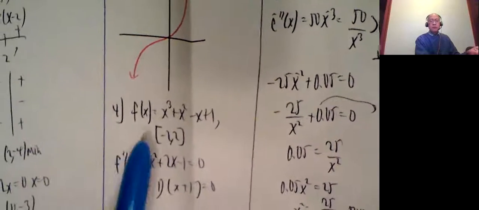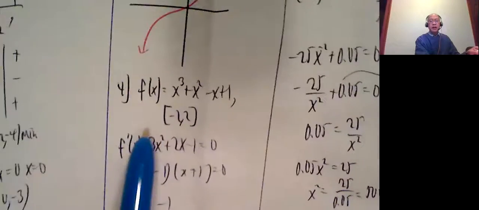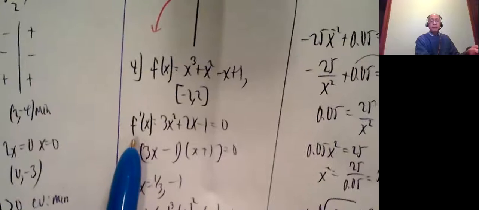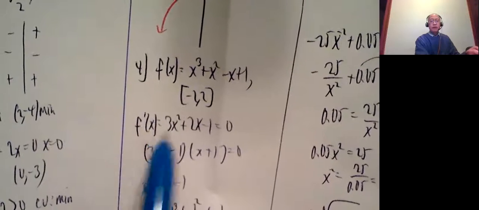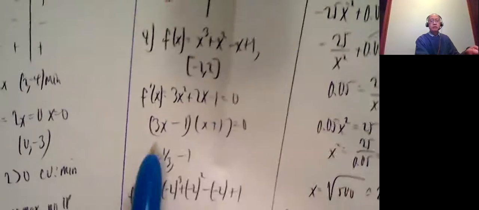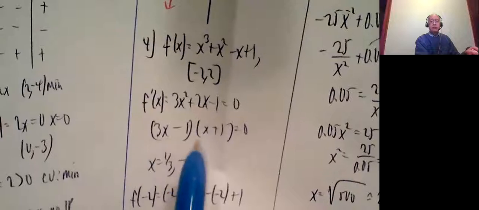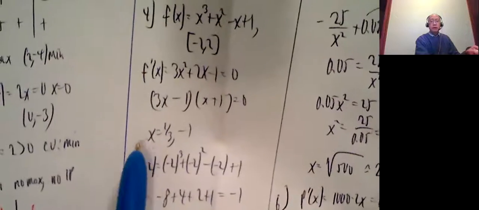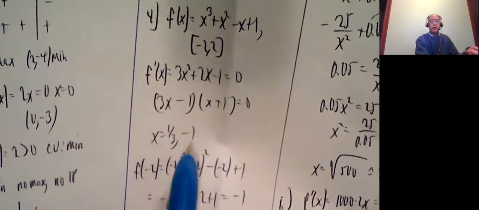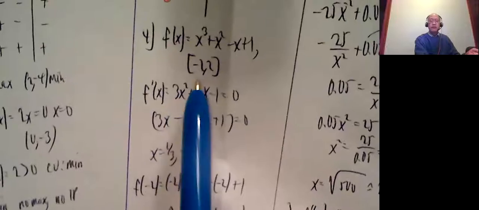Number 4, here's the original function. I know I have to plug in negative 2 and 2. And now I have to find a critical point. So f prime of x is 3x squared plus 2x minus 1. Set it equal to 0. Factors into (3x minus 1)(x plus 1) equals 0. My critical numbers are x equals 1/3 and negative 1. So I plug in negative 2, 2, 1/3, and negative 1.